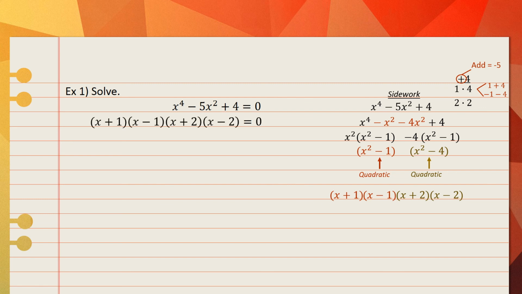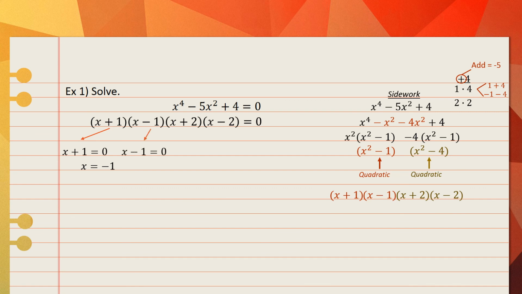And so we now have x plus 1 times x minus 1 times x plus 2 times x minus 2 all equals 0. And so since we have some number times some number times some number times some number equals 0, well, that means we need to set each individual piece equal to 0 and solve. The first piece, x plus 1, we set equal to 0, and we solve for x by subtracting 1 on both sides, and we find x equals negative 1.